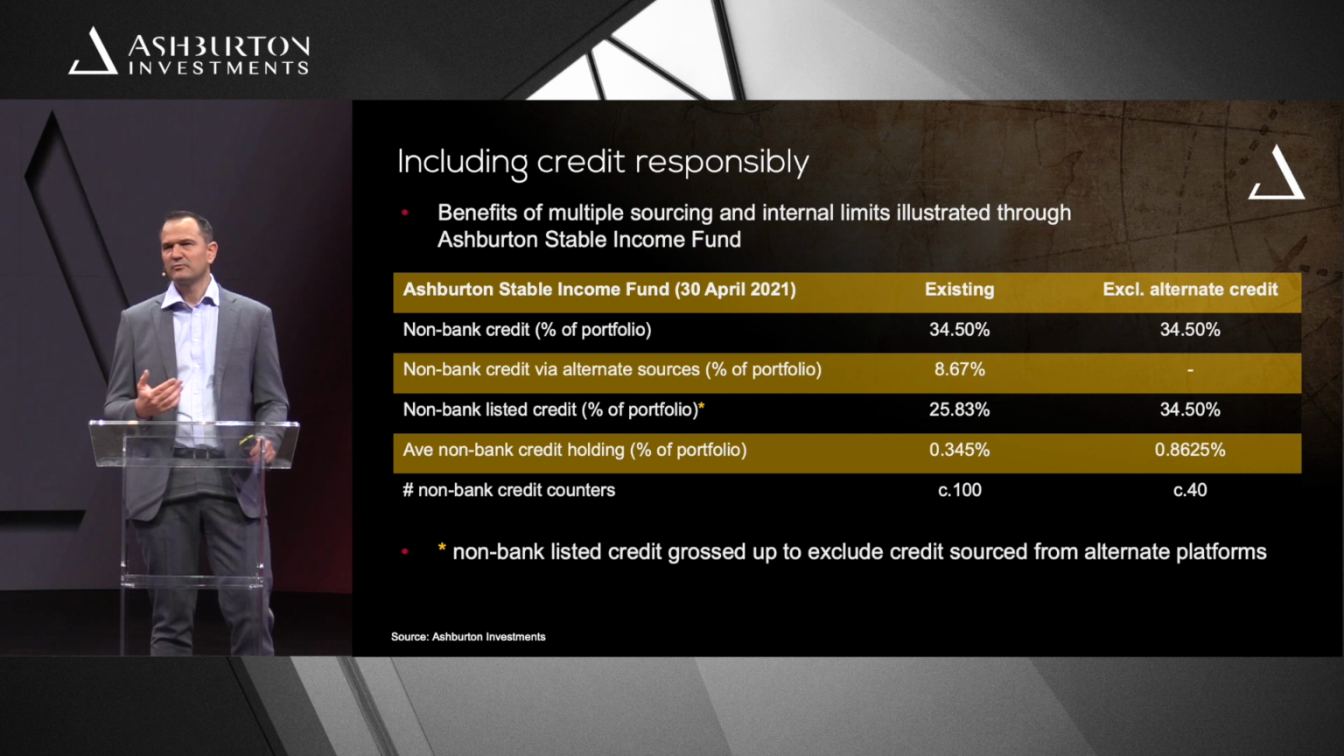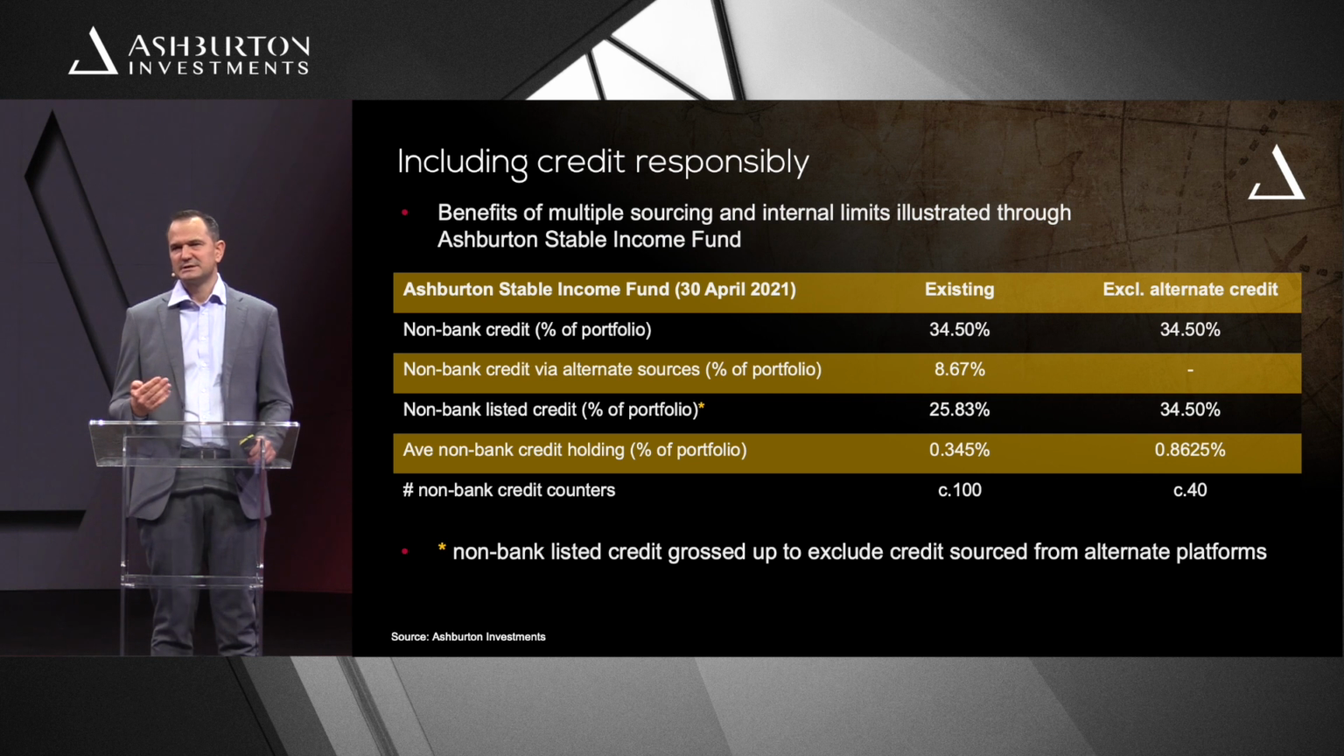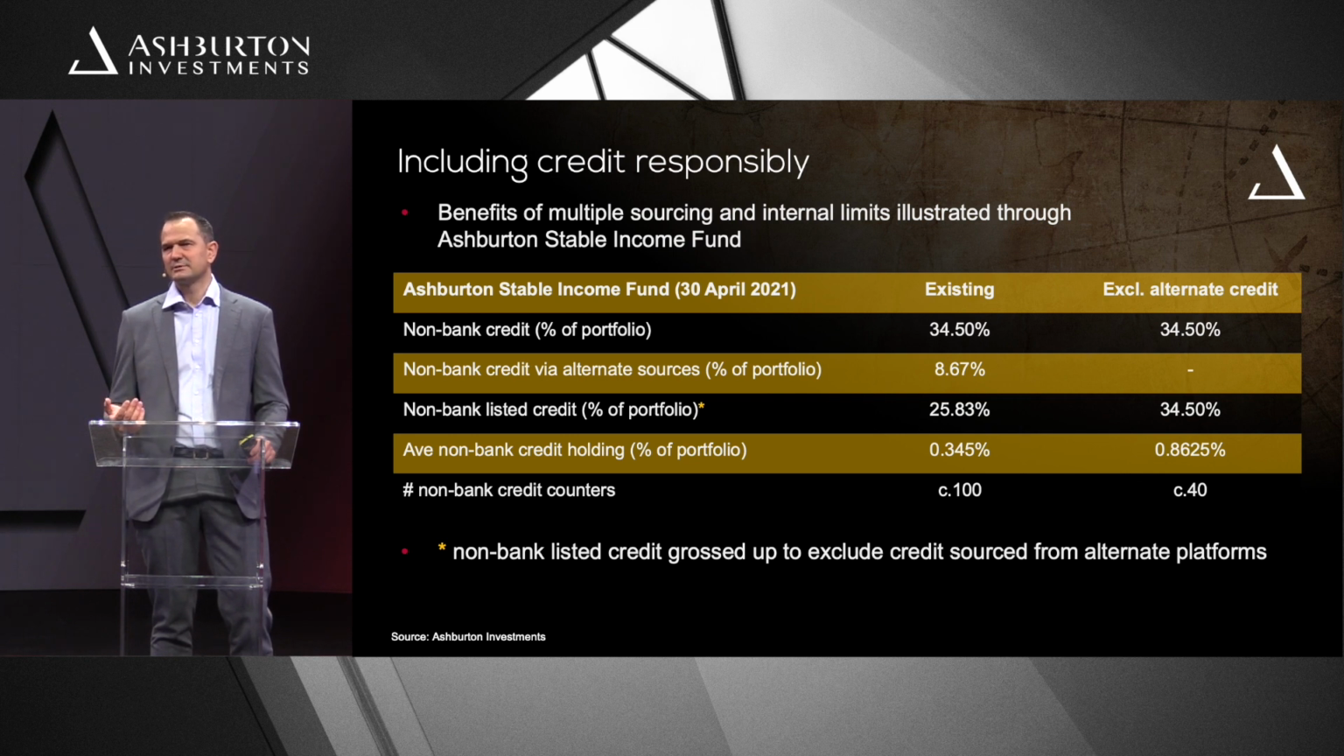So if you look at where the portfolio is positioned, just short of 35% of the portfolio is actually non-bank credit, and of that 34%, 8.9%, or just under 9% of the portfolio, is in alternative credit, and the other 26% of the portfolio sits in your traditional listed bonds. Now, on the right-hand side, what we've done is we've eliminated those alternate sources of credit and grossed up our listed non-bank credit. And you can see how alternative sources of credit help this portfolio.